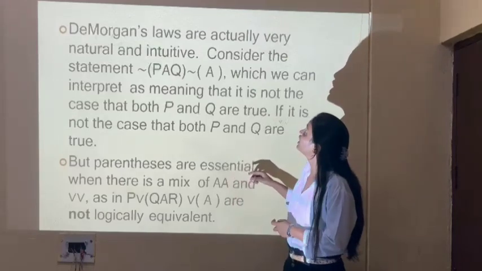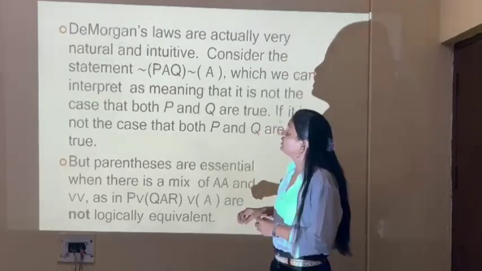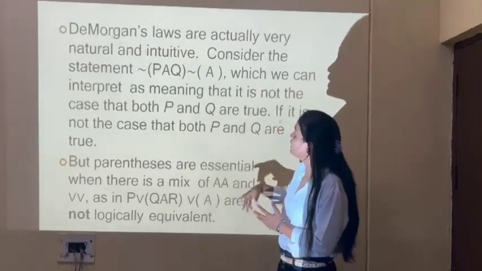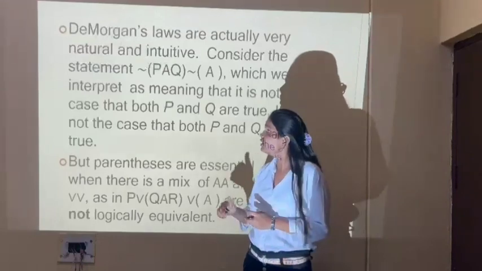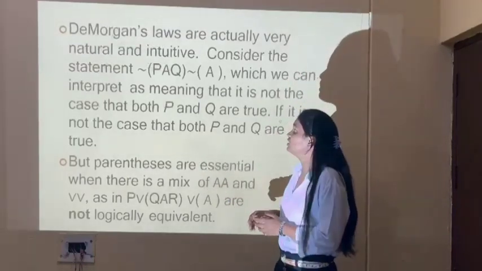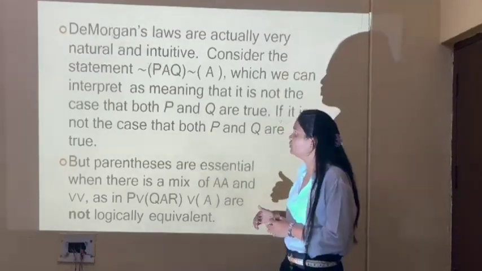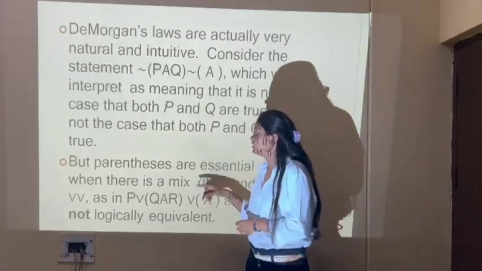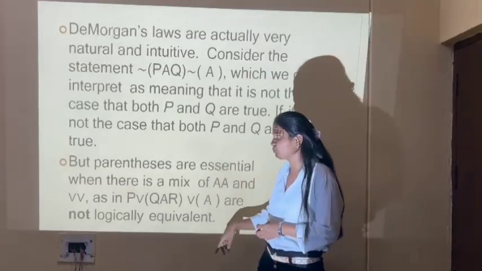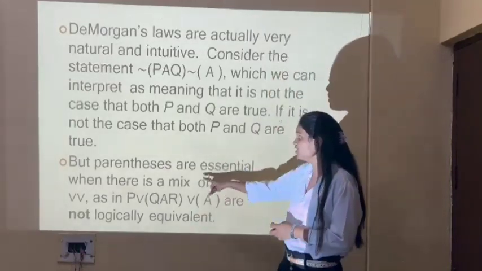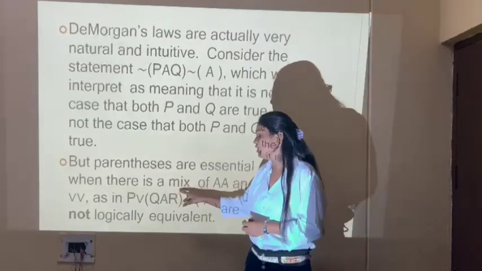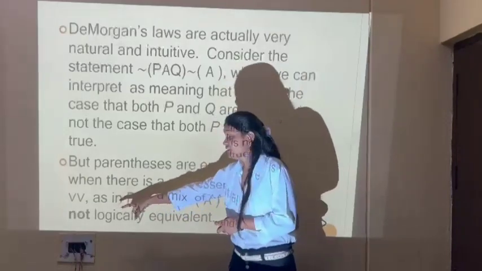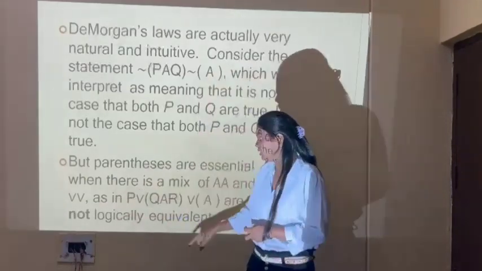De Morgan's laws are actually very natural. Consider the statement not (P and Q), which we can interpret as meaning that it is not the case that both P and Q are true. But parentheses are essential when there is a mix of and and or, as in P or Q and R.